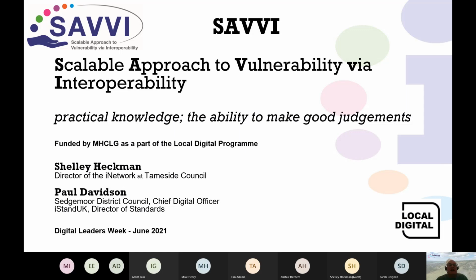Or districts in Somerset. So we'll have a look at the SAVVI project. It's one of those projects that's funded by the Local Digital Collaboration Unit's program. SAVVI, as you can see there, stands for a scalable approach to vulnerability via interoperability. So it's about using data to help vulnerable people.